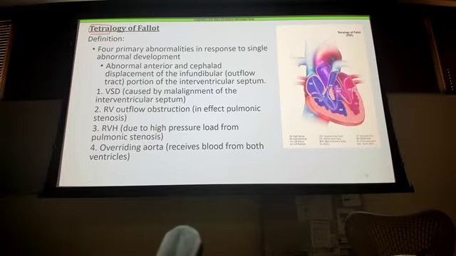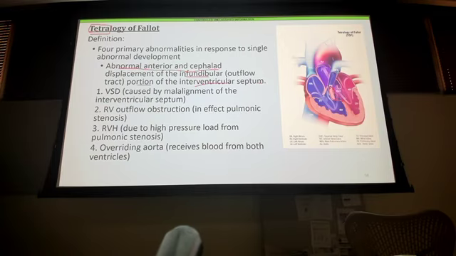And that's this abnormal anterior and cephalad, going towards the head, displacement of the infundibular portion of the interventricular septum. So this area here should be here, and it should be making this interventricular septum. But because that portion is deviated anteriorly and up towards the head, I now develop 4 problems that cause this condition.